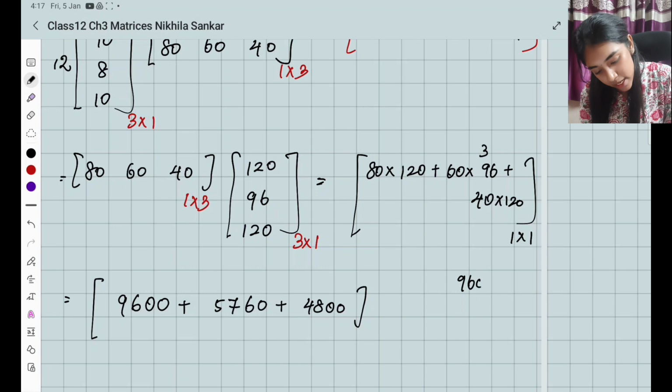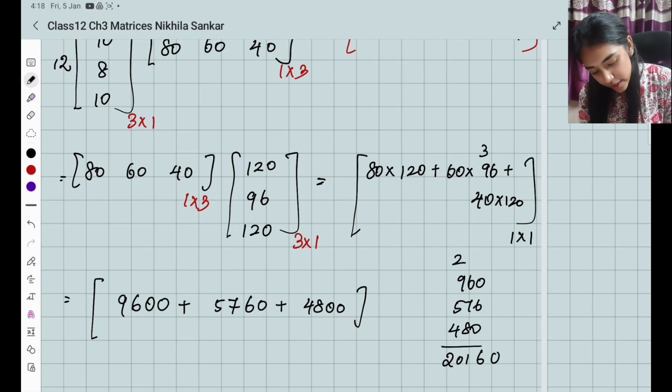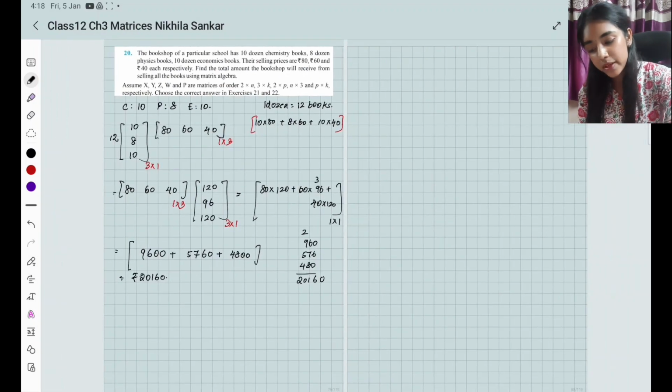When I add them, I have 960, 576, 480, கடைசில ஒரு 0. So 6, then 7 plus 6 13, 13 plus 8 is going to be 21, 2, 9 10 11, 11 plus 19 is going to be 20. So 2016 with a 0 in the end. So finally 20160. So this is going to be the total amount. Okay, please copy.